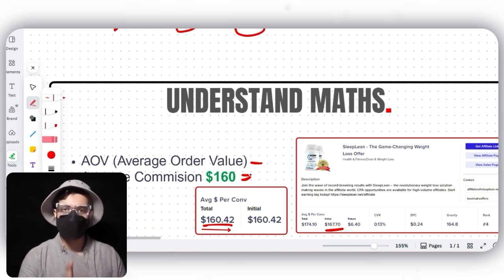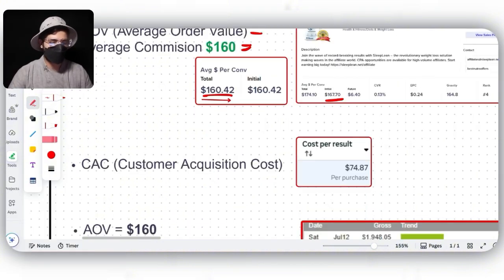Now let's go. I'm going to show you the next important thing you have to keep in mind. Okay, so the next thing is going to be CAC. What is meant by CAC? CAC is known as customer acquisition cost.